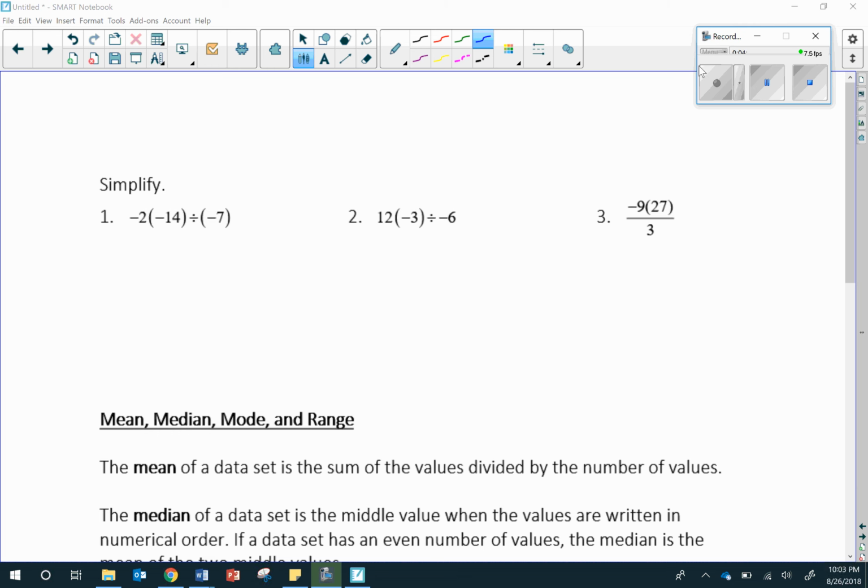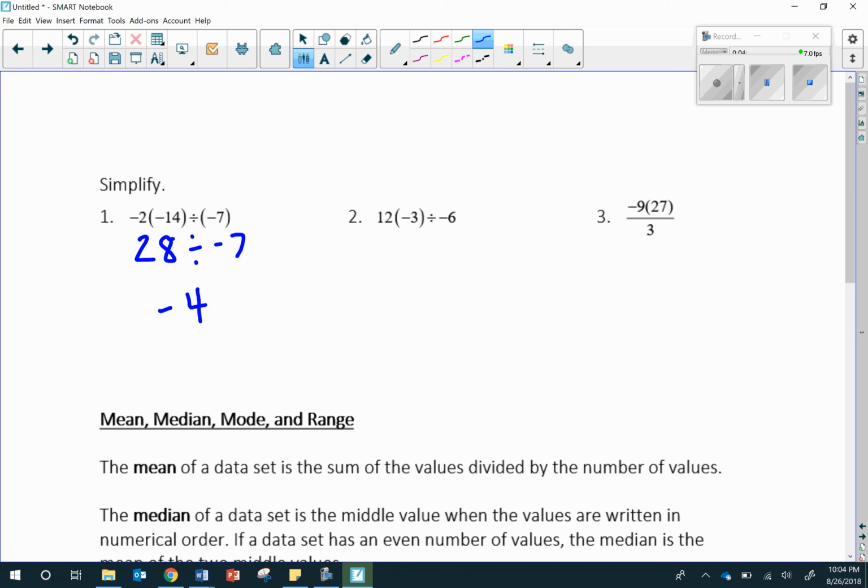Alrighty, let's keep going. We are going to multiply first, and then we are going to divide. So if we multiply negative 2 times negative 14, our signs are the same, so we're simply going to get an answer of positive 28 divided by negative 7. Our signs are different, so we know our quotient is going to be negative 4.